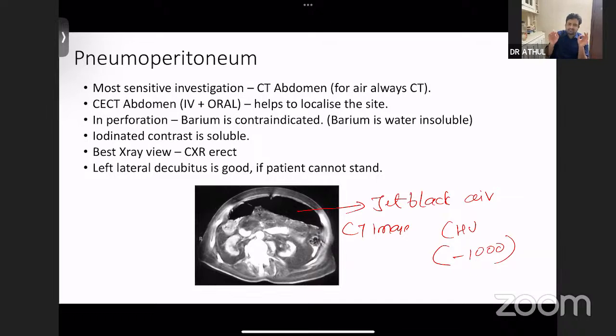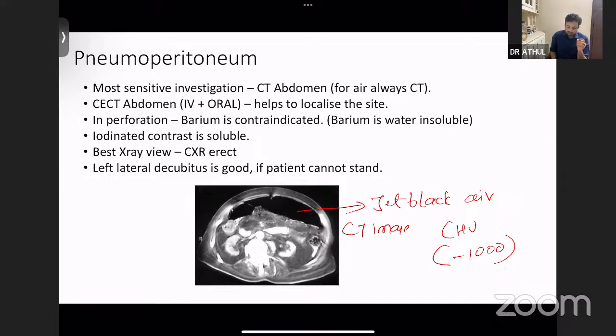CT is the most sensitive investigation for pneumoperitoneum. For any investigation with air as a pathology, CT is the most sensitive investigation, because CT will pick out at least 1 ml of air. That is the beauty of CT. Even 1 ml of air, CT will pick up.